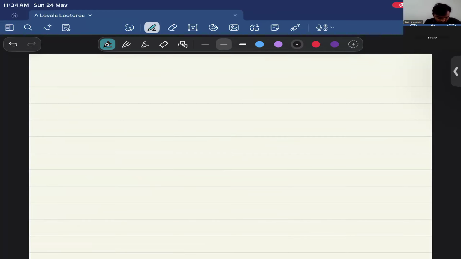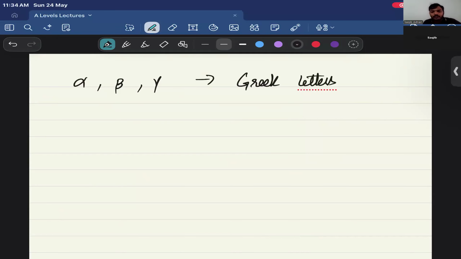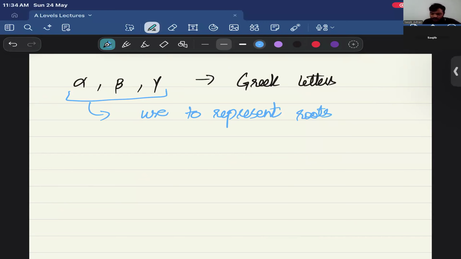Then I got something like alpha, beta, gamma. These are the Greek letters used to represent roots. So that's why we are using alpha, beta, and gamma.